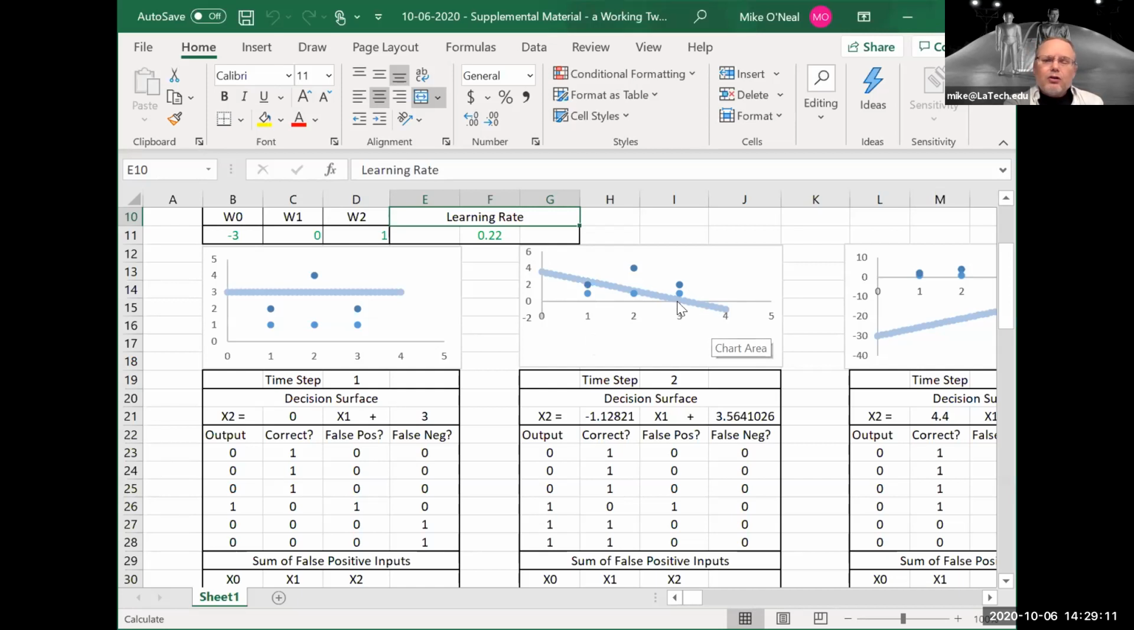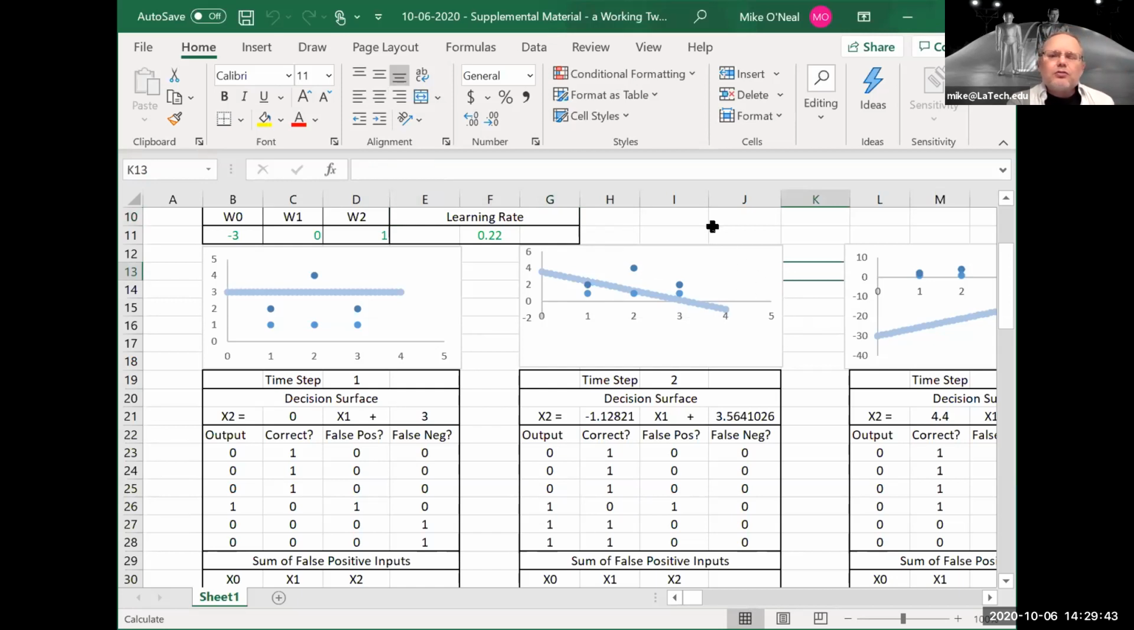And so you see now, these two guys are properly classified. They generate 1s, and they are correct. These three guys still generate 0s, which is correct. The only one that's wrong now is 2, 4, right? That's our fourth input. It generates a 1. It's above the decision surface, but that's not correct. It's a false positive because it generated a positive of 1 when it shouldn't have. Okay.